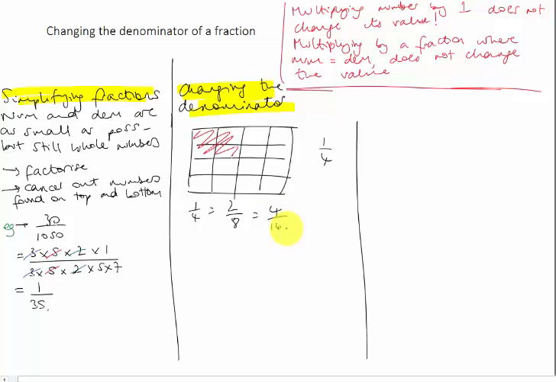So that's the general principle. And simplifying is going the other way. So here we've got 4 out of 16, and you can see that in fact the simplest way of saying it is 1 out of 4. But here we're going the other way.